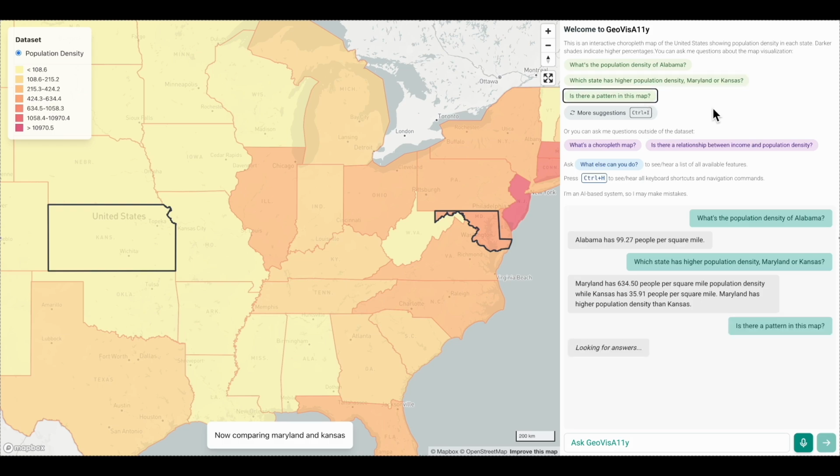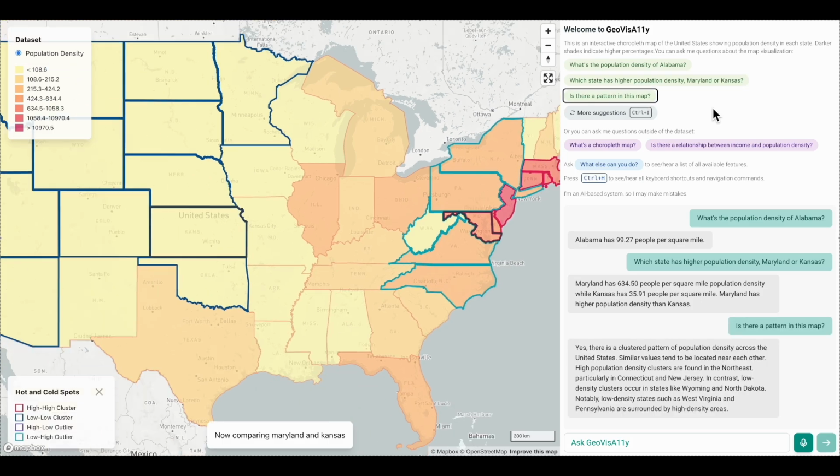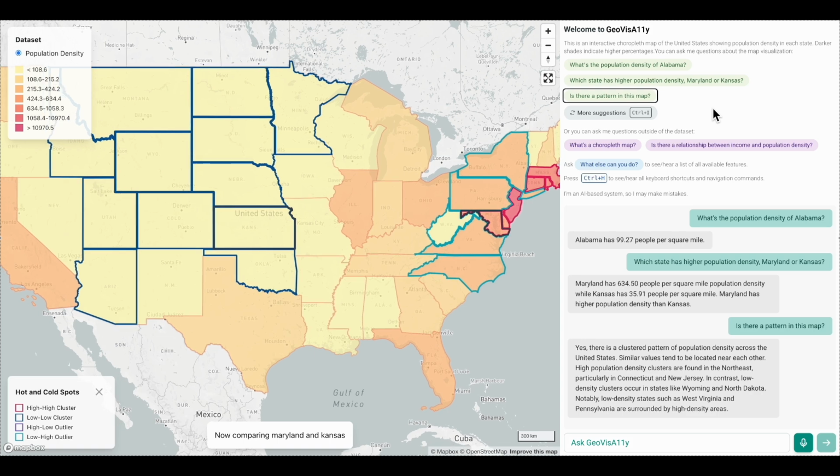Is there a pattern in this map? Looking for answers. Yes, there is a clustered pattern of population density across the United States. Similar values tend to be located near each other. High population density clusters are found in the Northeast, particularly in Connecticut and New Jersey. In contrast, low-density clusters occur in states like Wyoming and North Dakota. Notably, low-density states such as West Virginia and Pennsylvania are surrounded by high-density areas.